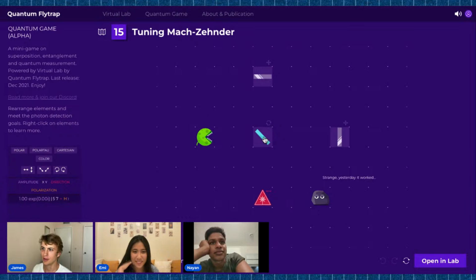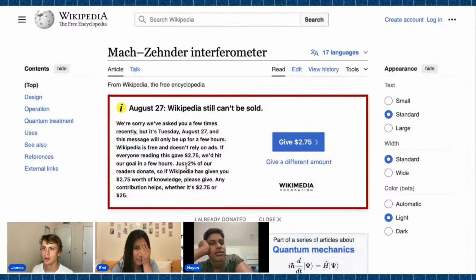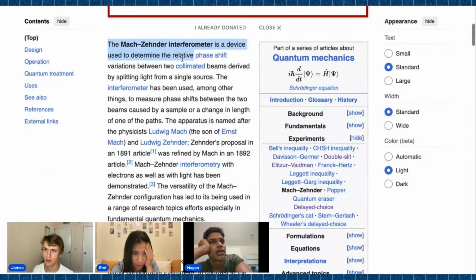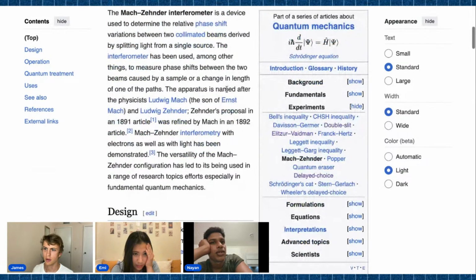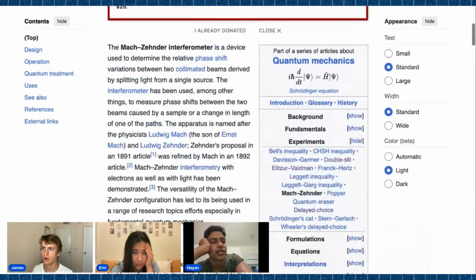So step by step. I don't see any percentages. This looks vaguely familiar. Tuning Mach Zehnder. Oh no, this was just an experiment, right? Do you know what Mach Zehnder is, Diane? No, I can't remember what this was. Let me look it up. The Mach-Zehnder interferometer. Wasn't it used for gravitational wave detection? I can't remember now. I never studied that part of physics. Determine the phase shift between two collimated beams.